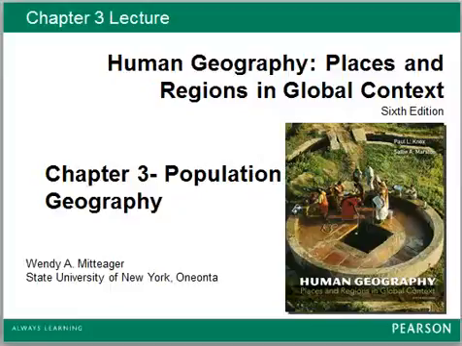This week we're talking about human geography in terms of population geography. We're actually looking at chapter 3 over the course of 2 weeks. So this week we're looking at population geography, which is the first half of chapter 3. Next week we'll be looking at movement and migration, which is the second half of chapter 3.